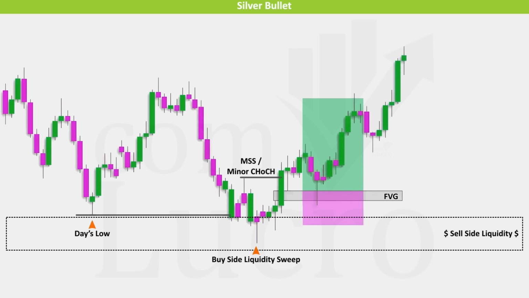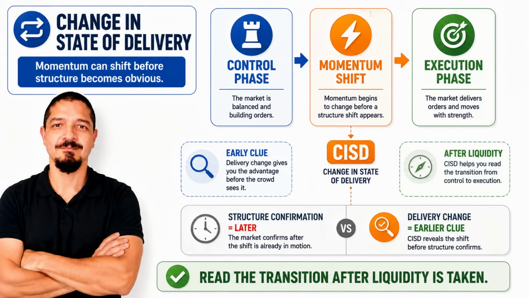In conclusion, the Silver Bullet strategy is powerful because it forces you to wait for liquidity to be taken, confirmation to appear, and imbalance to provide the entry. Instead of chasing breakouts, you trade the reaction after liquidity is cleared. When executed with patience and proper risk management, it becomes a structured and repeatable intraday model rather than a random setup. Now, the Silver Bullet uses market structure shift as confirmation.